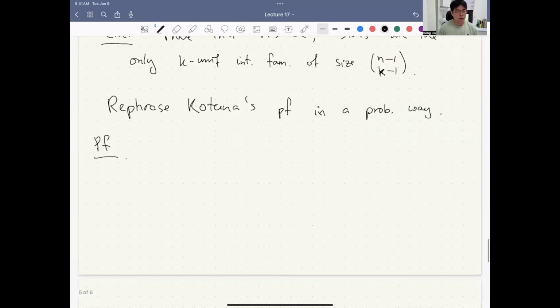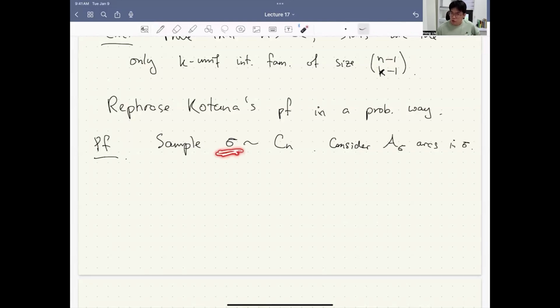Proof. We're going to sample a cyclic permutation sigma uniformly at random from all cyclic permutations. Now we're going to consider the arcs in sigma. So this is a random permutation. That means the arcs in this random cyclic permutation form a random family of K sets. Let's keep this in mind. So this is a random K-uniform family.